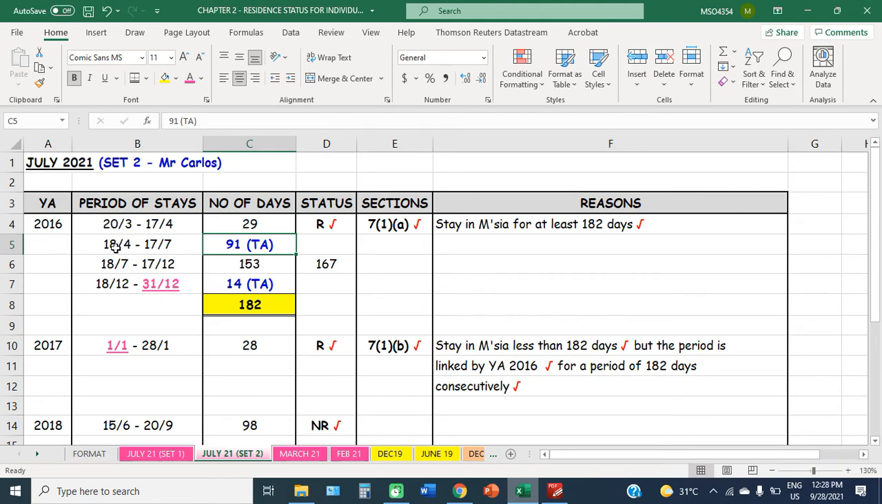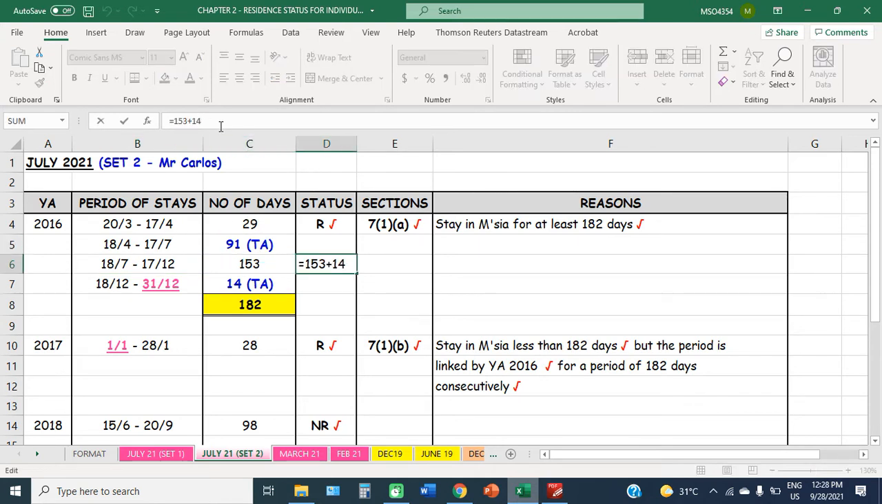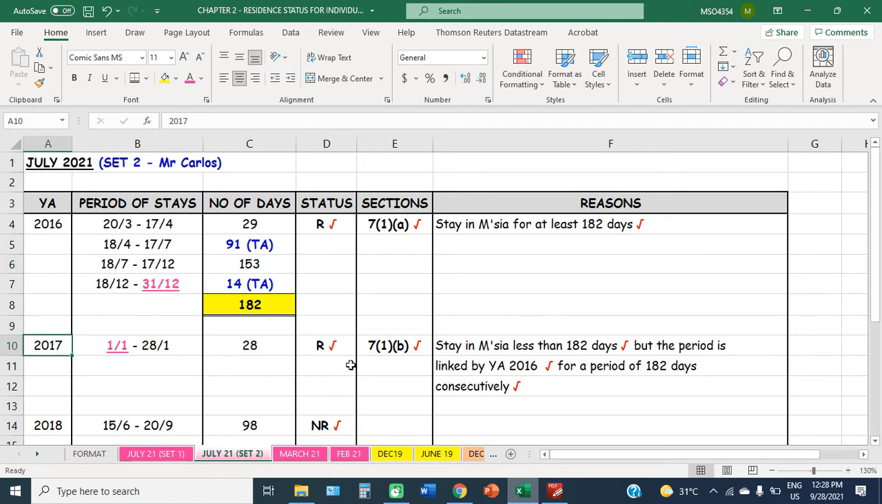TA starts 18 April. So before 18, 17 April, present in Malaysia. Last TA 17 July. So after 17 July, 18 July, present in Malaysia. So we accept this TA. How many days is this TA, guys? 91 days. 167 plus 91 days. We got more than 182, isn't it? That's why 2017, the answer is resident.